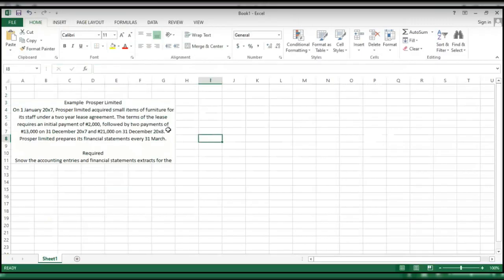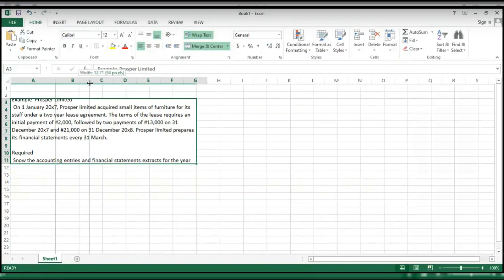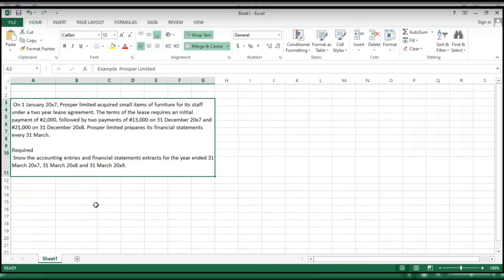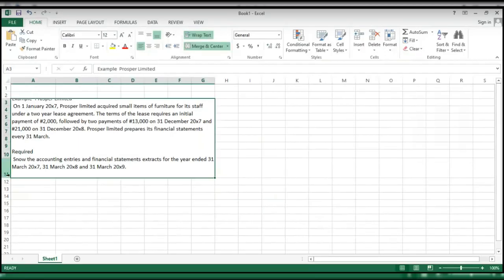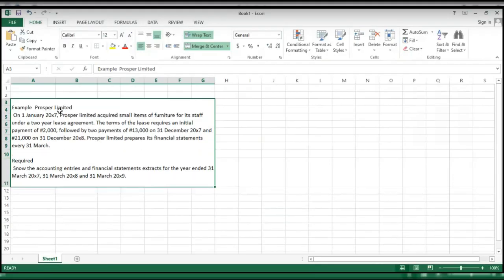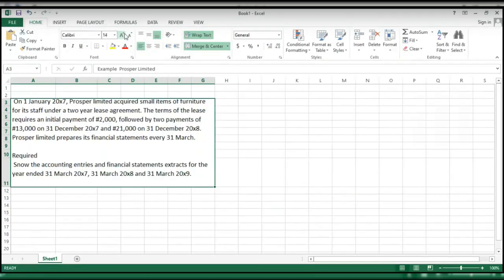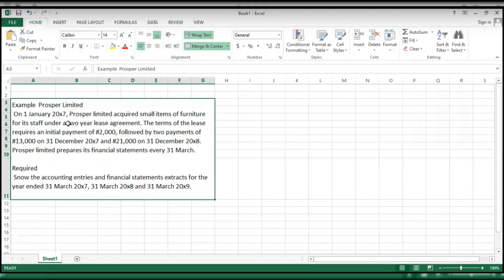So we have the question here now. I'm loading it. So this is the question we are working with. They are just trying to test our knowledge of cutoff in this question. So the lease arrangement was entered on January 1, 20x7. That's when they entered into the lease arrangement. So how many years is the lease arrangement? It's for 2 years.